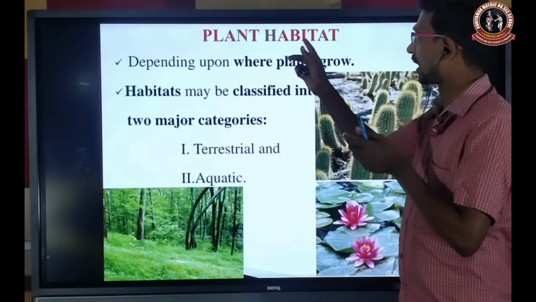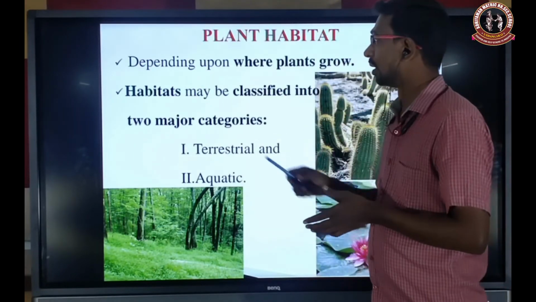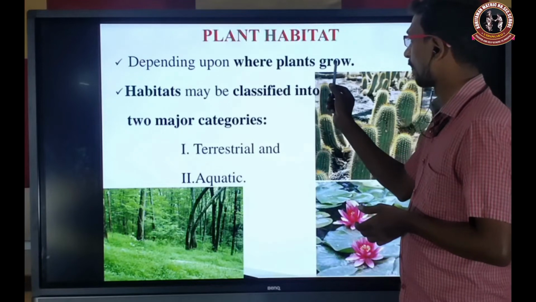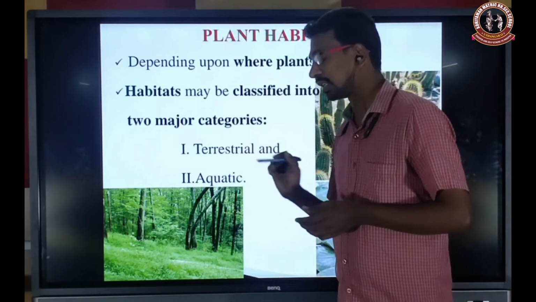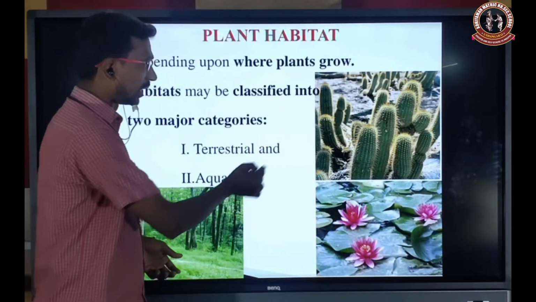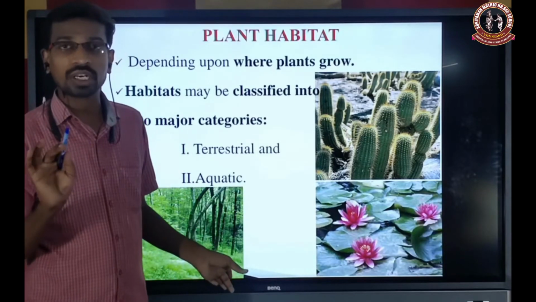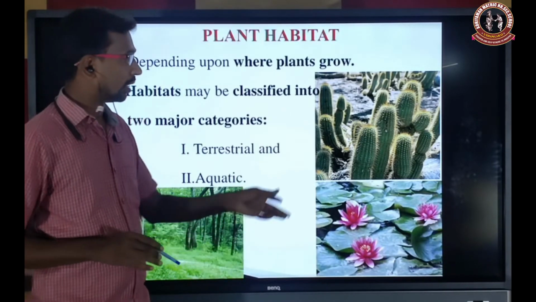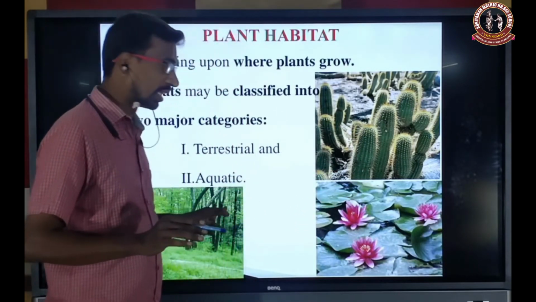Now we are going to see the habitat, where it grows. Depending on where the plant grows, habitats are classified into two major categories, terrestrial and aquatic. Terrestrial includes both mesophytic and xerophytic conditions. Mesophytic means the plant grows with a moderate availability of water. Xerophytic means the scarcity of water is very, very high. So both are terrestrial adaptations.